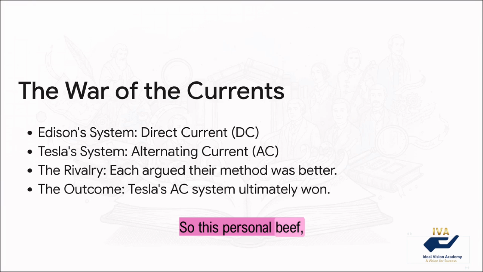So this personal beef, it just explodes into a full-on technological showdown, the war of the currents. The author lays it out super clearly. Edison's DC versus Tesla's AC. By framing it this way, a complex technical debate becomes a high-stakes drama with a clear winner. Tesla, whose AC system, well, it's the system that powers our world today.